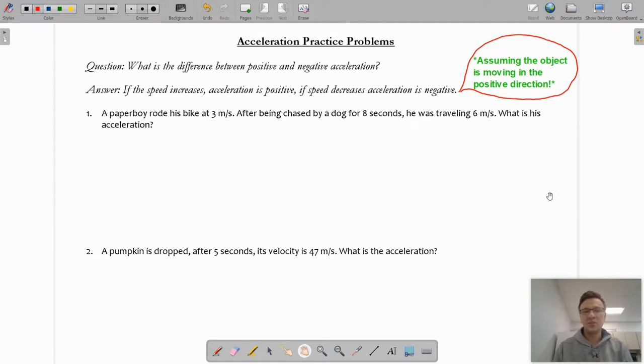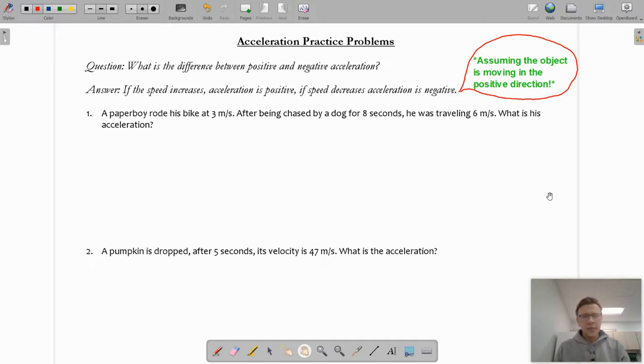So we've got a quick question here at the top of the page, and it says, what is the difference between positive and negative acceleration? In this class, we are only going to be looking at objects that are moving in one direction, which we'll define as the positive direction. Things get a little more complicated if we start talking about an object moving in a negative direction versus a positive direction, so we don't need to get into that. For the purposes of this class, we will say that if the speed increases, the acceleration is positive, and if the speed decreases, the acceleration is negative, assuming that the object is indeed moving in the positive direction.